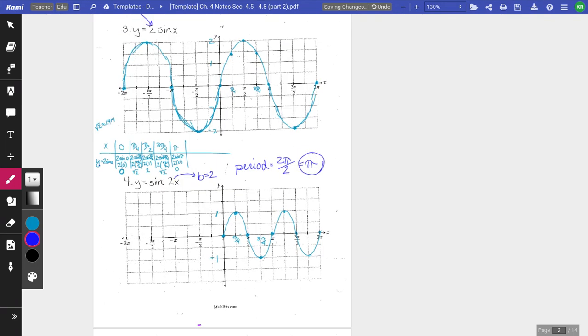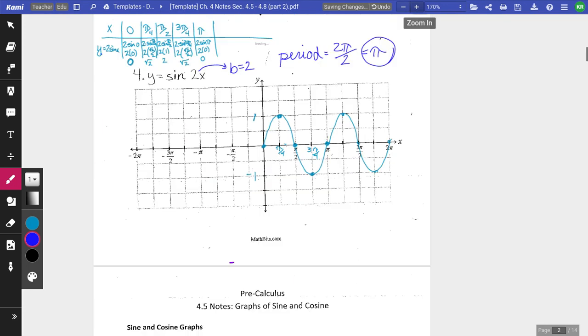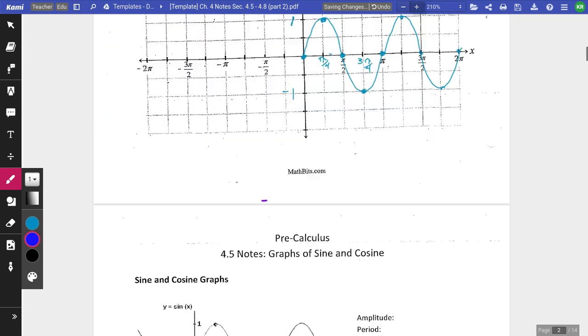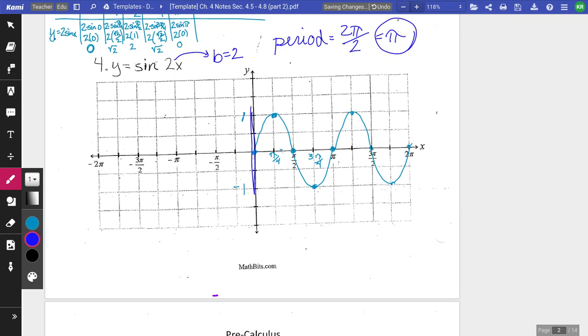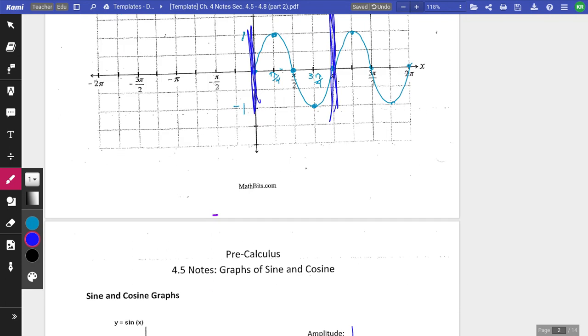And you can see if I'm here at 0, we go to pi. There you go. There's 1 period. You have 1 complete curve of that graph.